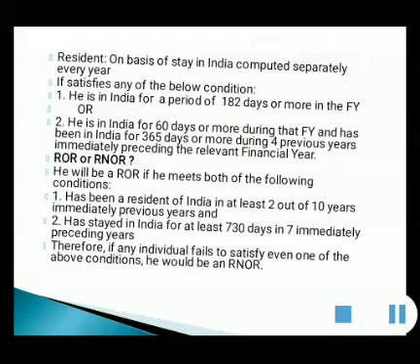The second basic condition is that he is in India for 60 days or more during the financial year and has been in India for 365 days or more during the 4 previous years immediately preceding the relevant financial year. These are the two basic conditions. To be a resident, he should satisfy any one of these basic conditions. And what are the alternative conditions?